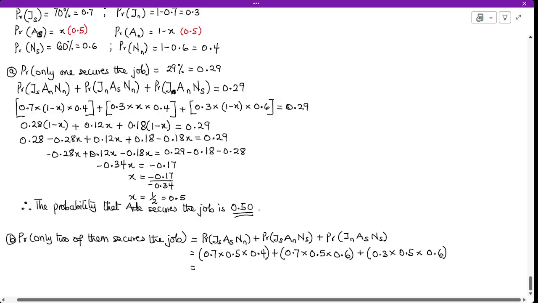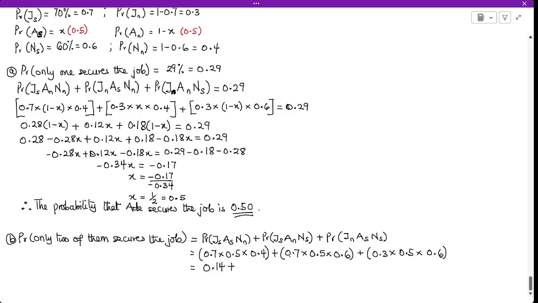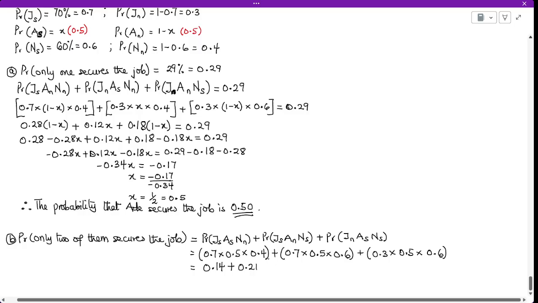Then the next thing for us to do is to simplify what we have in the bracket. So we have 0.7 by 0.5 by 0.4. And this gives us 0.14 as a first bracket, all right? Then we do that for the second bracket, which is 0.7 by 0.5 by 0.6. And this gives me 0.21 as the second one. Then the last one, which is 0.3 by 0.5 by 0.6. And this gives us 0.09.